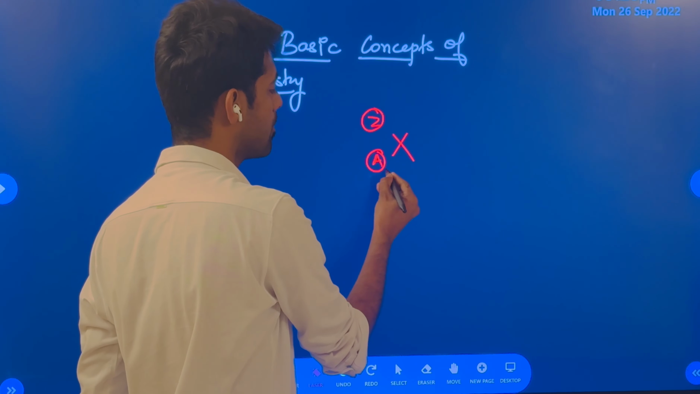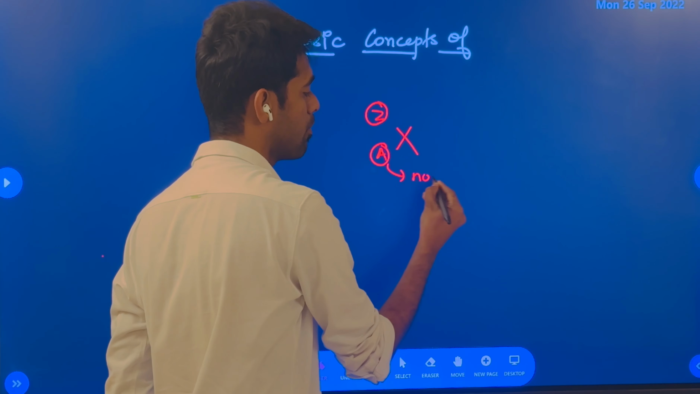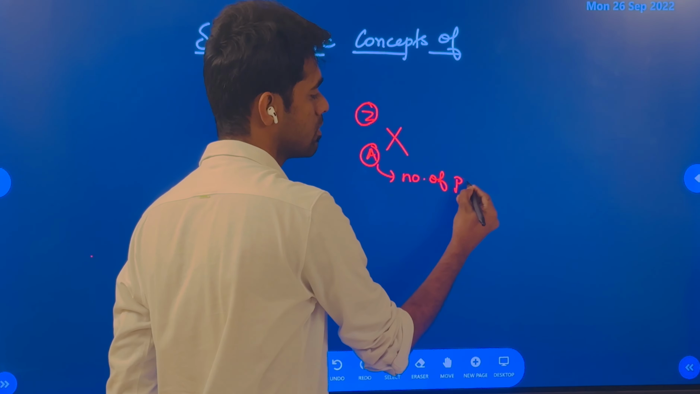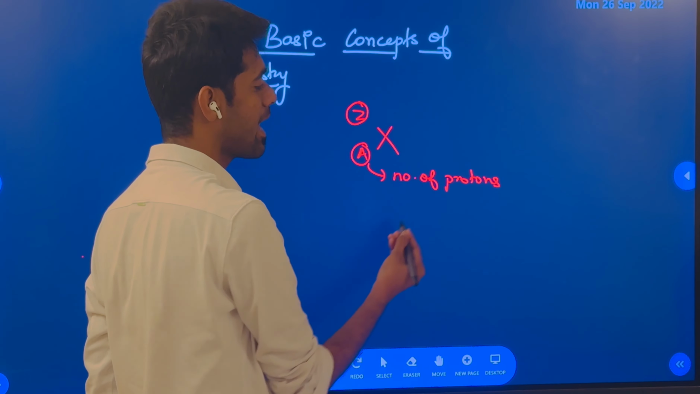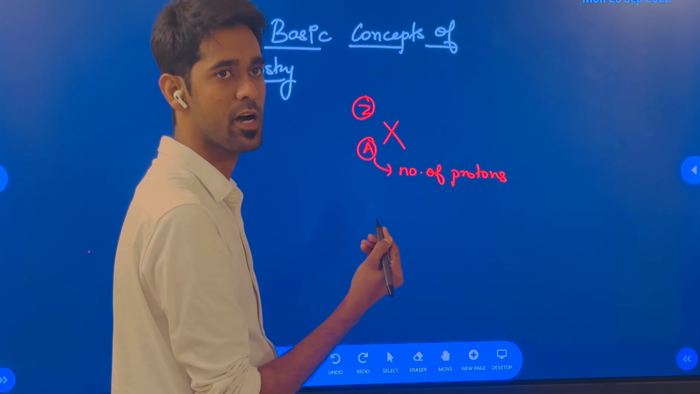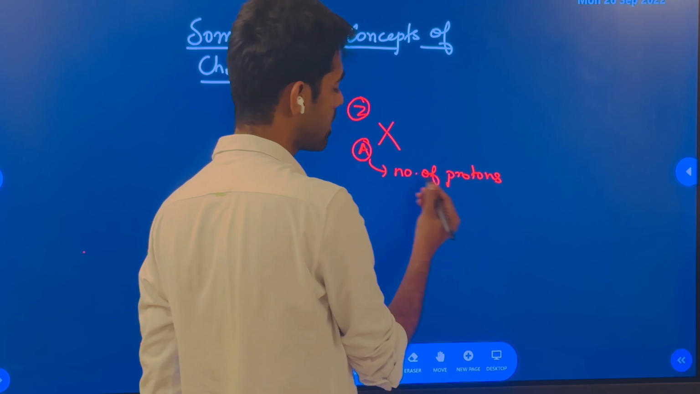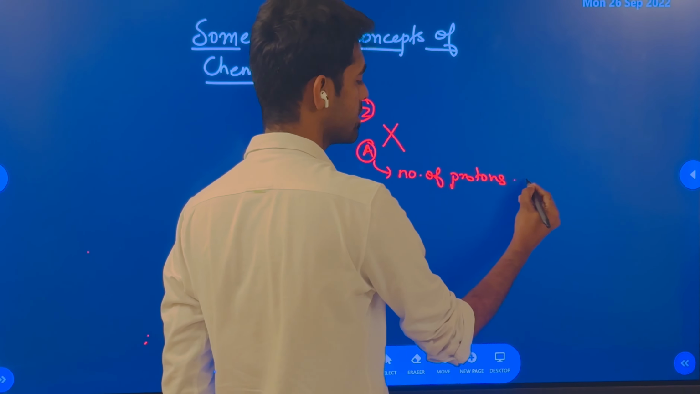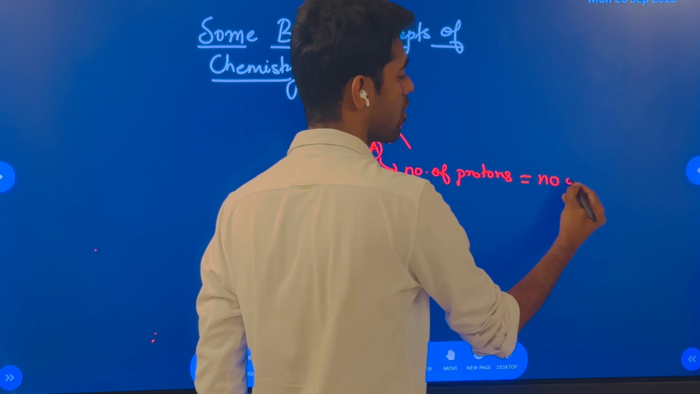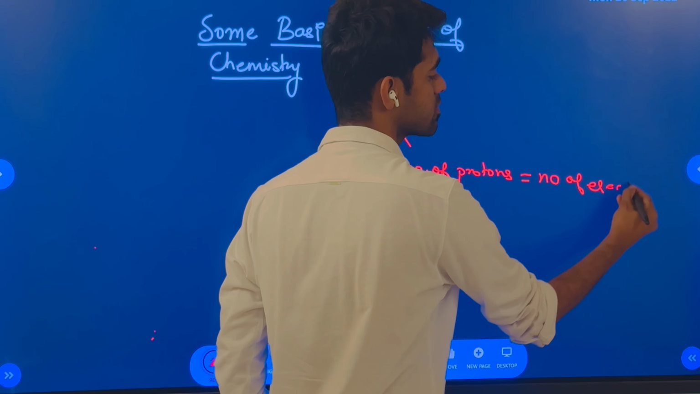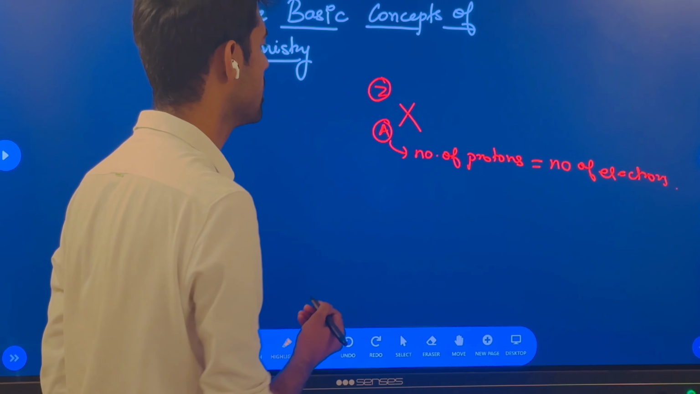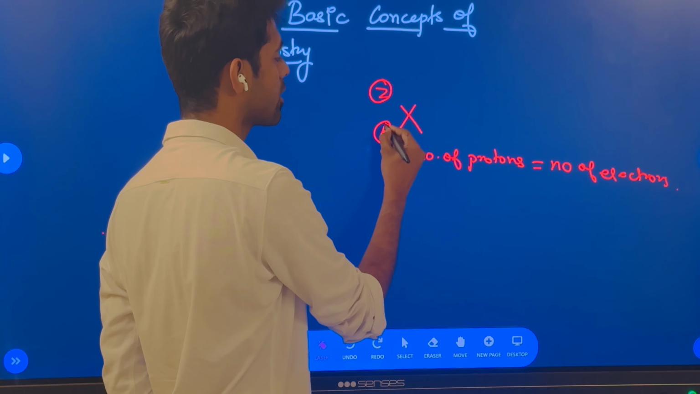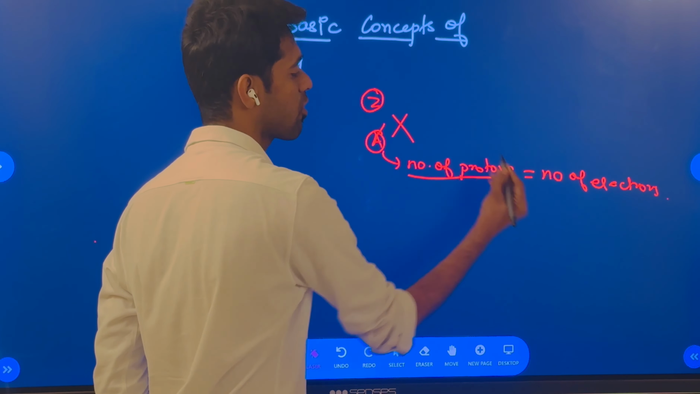So this atomic number is nothing but the number of protons. And in an atom which does not have any charge on it, in that particular atom the number of protons is always equal to the number of electrons. This is one fact that you should always keep in mind. The number of protons is equal to the number of electrons. But if you want to determine the atomic number, you will always rely on the number of protons.